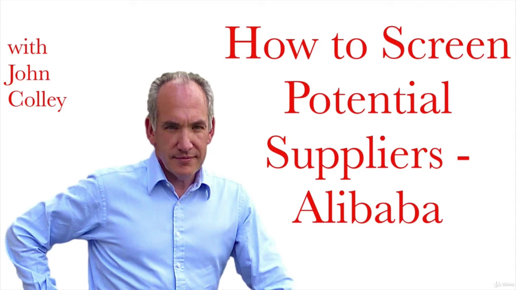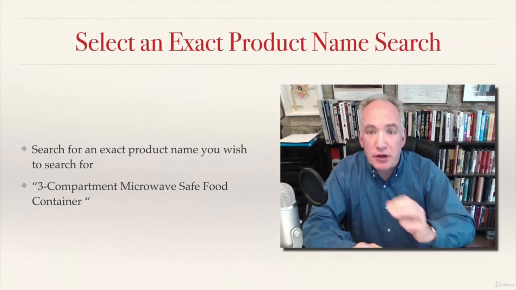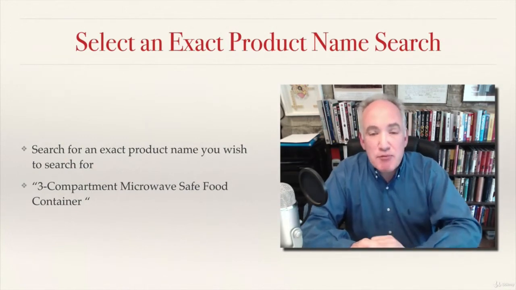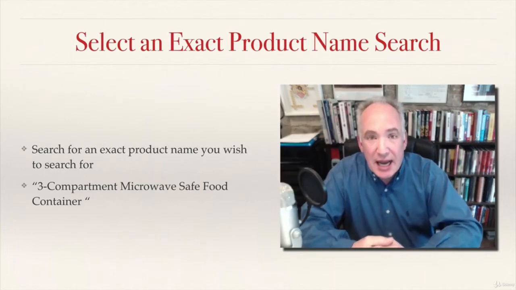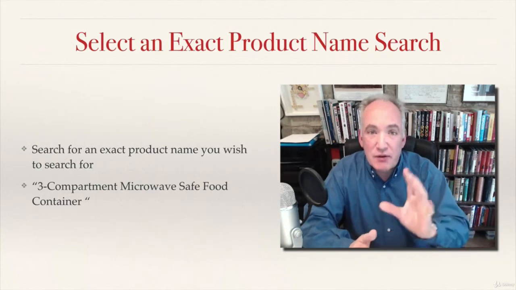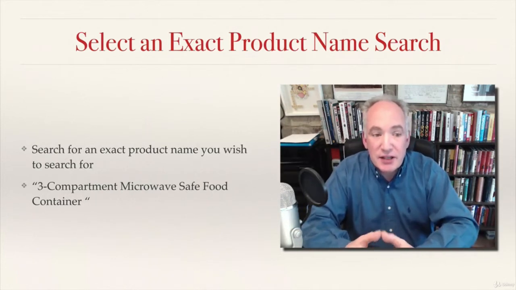In this video, I want to talk to you about how to screen potential suppliers with particular reference to Alibaba. Now, the starting point for this is having a product that you want to search for, and I recommend that you go for an exact product name search, and you take the exact product name from the competitor listing that you've identified on Amazon. So in the last example, we've looked at a 3-compartment microwave safe food container.